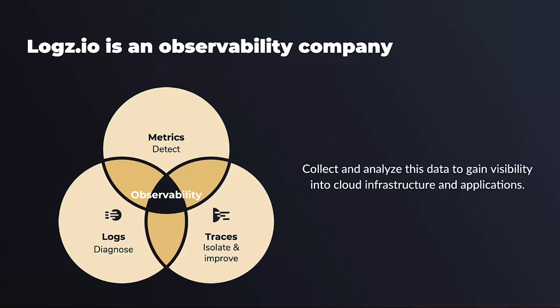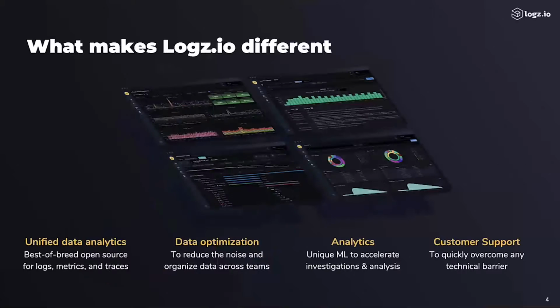So log, metric, and trace data give you that visibility into production that you need, but of course there are hundreds of other vendors who do this. So let's see exactly how Logs.io is different. Logs.io's SaaS platform is uniquely based on the best-of-breed open source technologies. This means we're enhancing tools like the ELK stack for log analytics and Prometheus for metrics collection to make observability faster, easier, and more cost-effective.